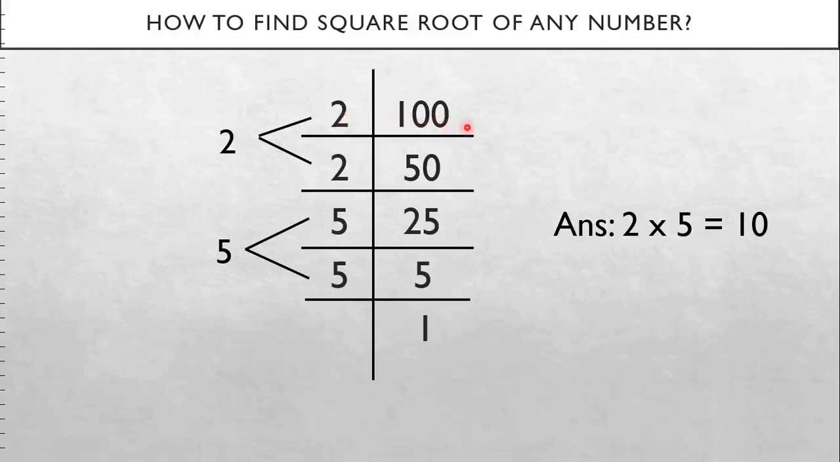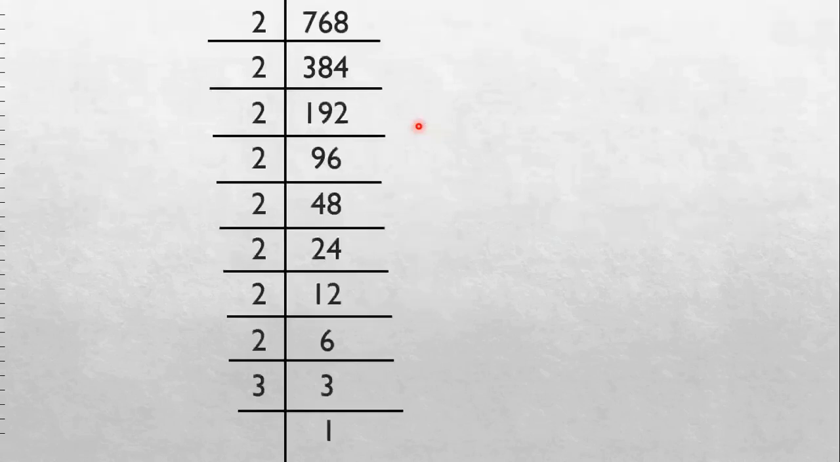Now here we had 100, and we found the square root of 100, but we know that the square root of 100 is 10, which was a very easy number. So next we will take a very random number, that is 768, and we will find the square root of that number. Now 768 is divisible by 2, it is divisible by 4 also, it is divisible by 8 also, but I have taken 2.